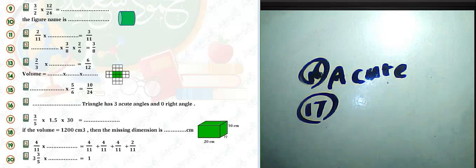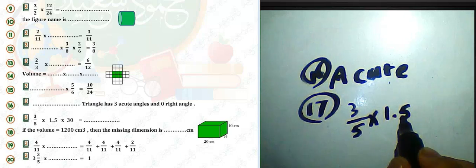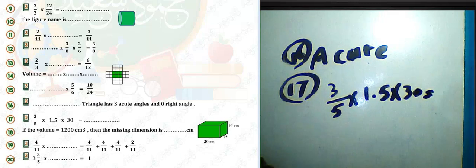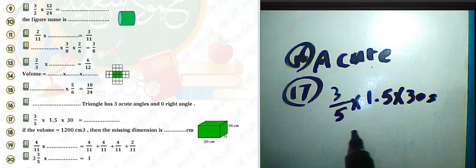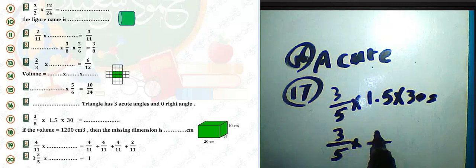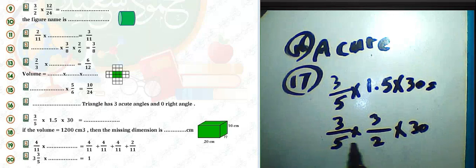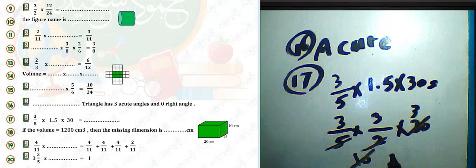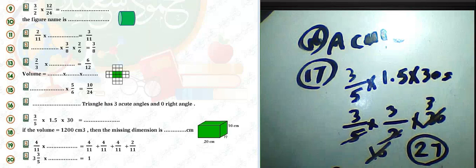Question 17. 3 over 5 multiplied by 1.5 multiplied by 30 equals. We know 1.5 equals 3 over 2, right? 3 over 5 and 3 over 2 multiplied by 30. Look here, 2 times 5 equals 10. Okay, 2 times 5 equals 10. 30 divided by 10 equals 3. 3 times 3 times 3 equals 27. So the result will be 27.